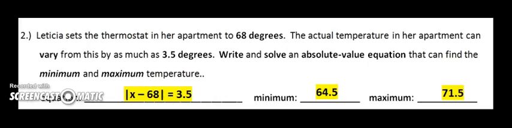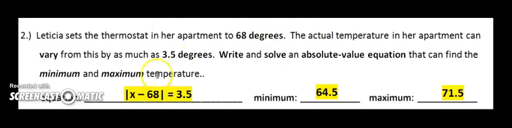Let's look at number 2. Letitia sets the thermometer in her apartment to 68 degrees. The actual temperature in her apartment can vary from this by as much as 3.5 degrees. Write and solve an absolute value equation that can find the minimum and maximum temperature.